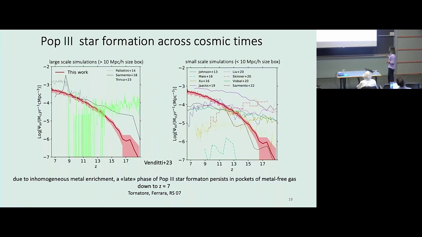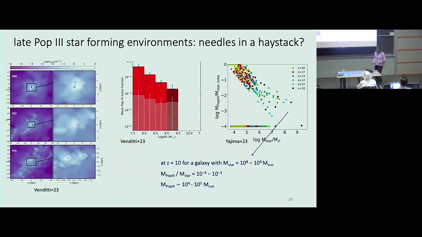And I borrowed this sentence from a paper that we wrote with Andrea and Luca Tornatore in 2007, where I think that was really one of the first papers that tried to map this Pop III, Pop II transition on cosmic scales, showing that indeed, despite the poor resolution of the simulation, we could follow this late Pop III star formation down to relatively low redshift.